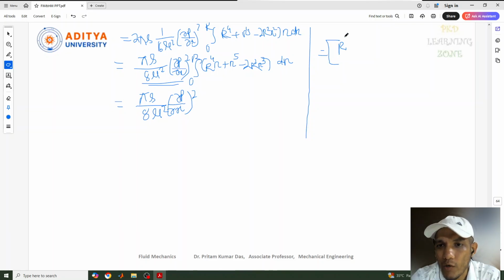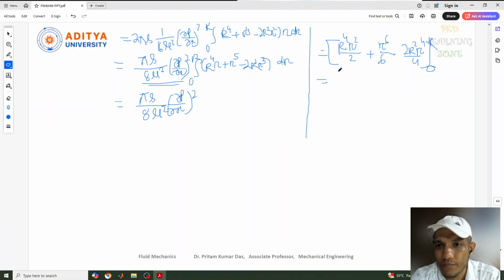So this is R to the power 4 times r square by 2, since this is r dr, plus this is r to the power 6 by 6, minus 2 R square, which is constant. So let's take this out, and this is r to the power 3, which is nothing but r to the power 4 by 4. This is the whole to the power R, the boundary condition 0 to R. So now we just put the value of R in this small r value.